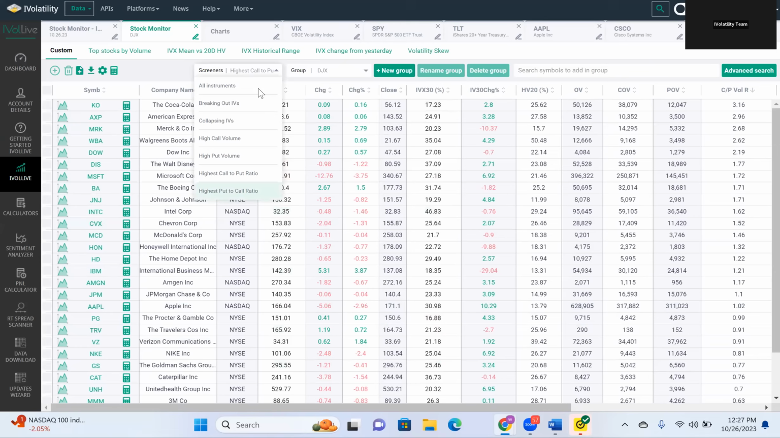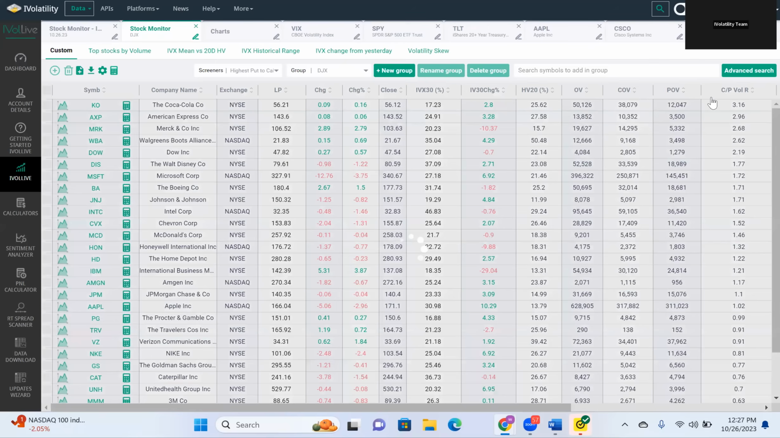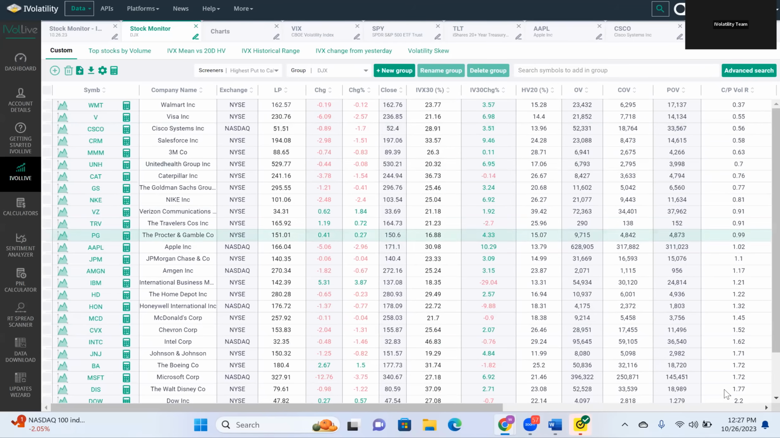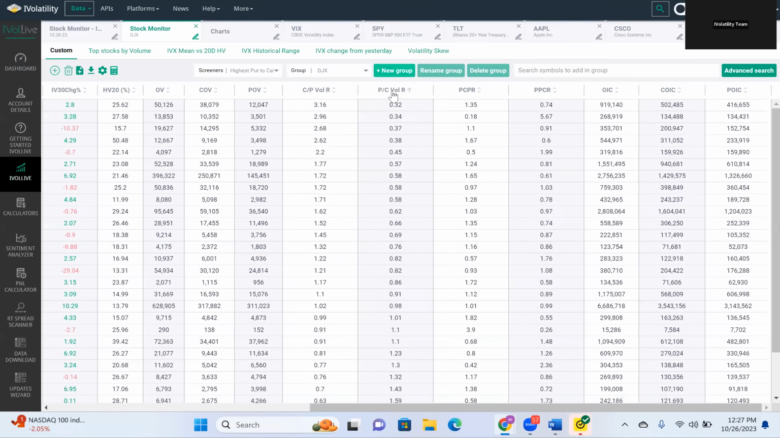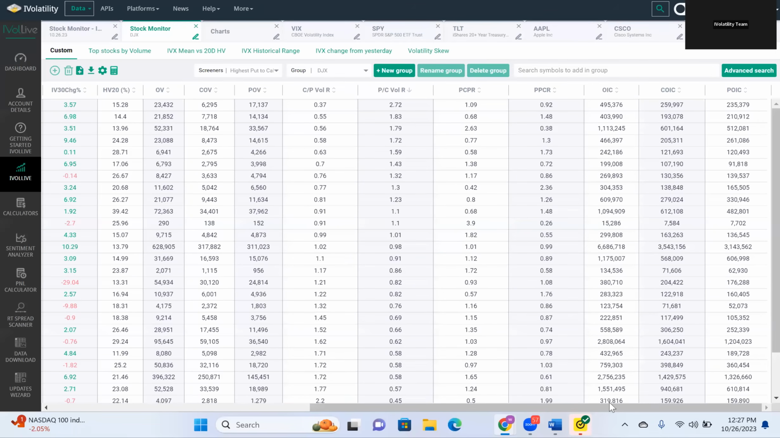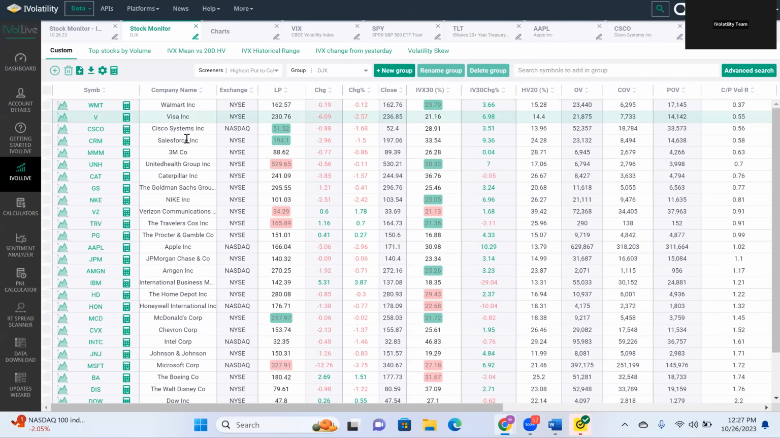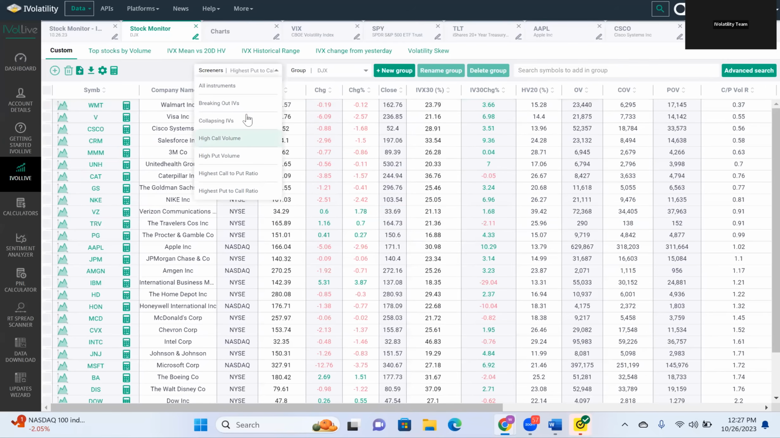Speaking of which, we can flop this to high put to call ratio. And here we go, put to call ratio. So if we do, boom, highest to lowest, Walmart has the most puts being bought, Visa, Cisco, then Salesforce, 3M, and so on and so forth. So these are really, really cool preset scans where you don't have to do anything, just a few mouse clicks, and then you can sort these columns as you see fit.